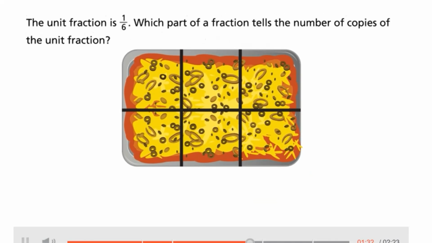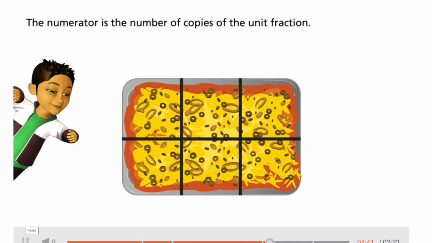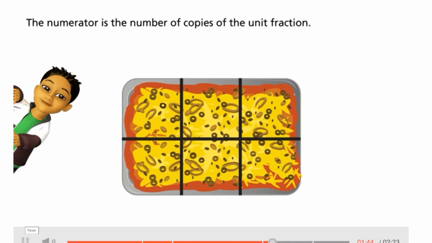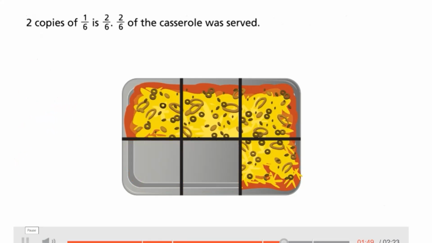The unit fraction is 1/6. Which part of a fraction tells the number of copies of the unit fraction? Select your answer. The numerator is the number of copies of the unit fraction. 2 copies of 1/6 is 2/6. 2/6 of the casserole was served. 4 copies of 1/6 is 4/6. 4/6 of the casserole is left.